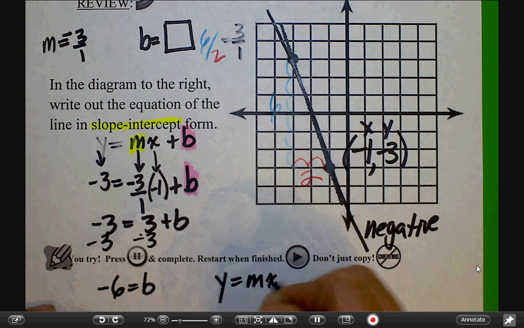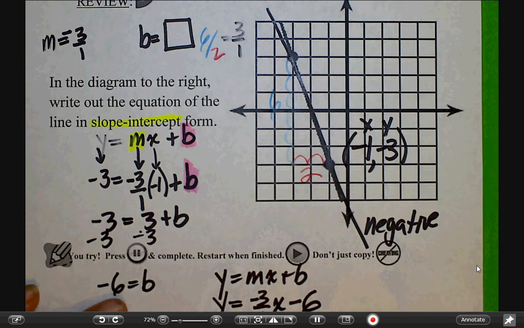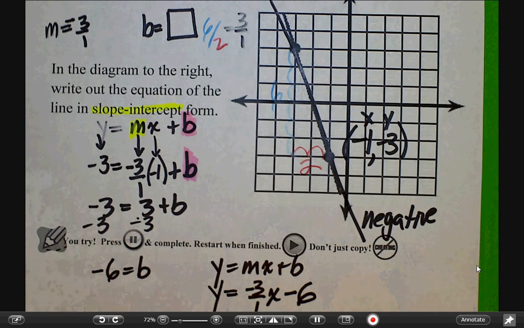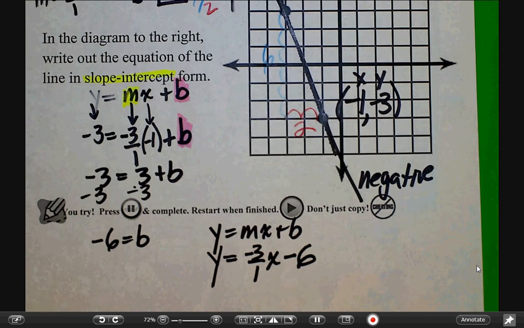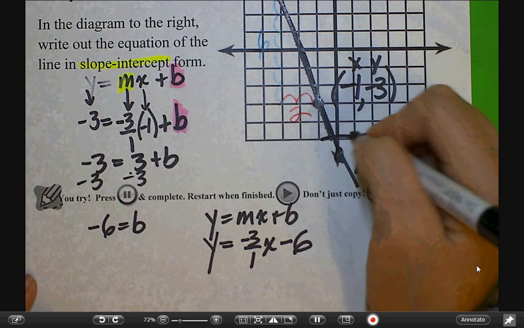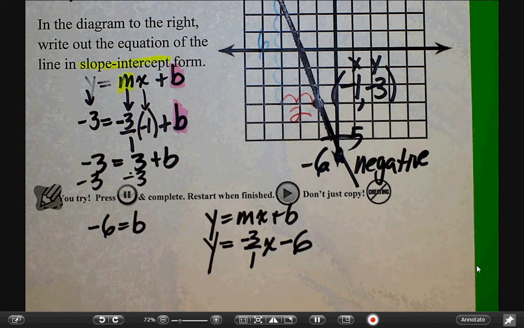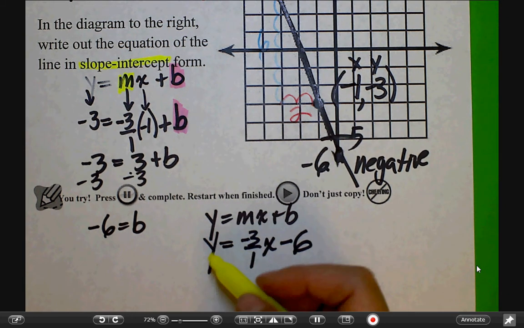Here's my equation, y equals mx plus b. So now I know my b, so I can write my equation, y equals -3 over 1 x minus 6. Ask yourself if that actually looks like it's the case. If we were to take this line down, if that's 5, it would cross at -6. So this would be your equation of the line.